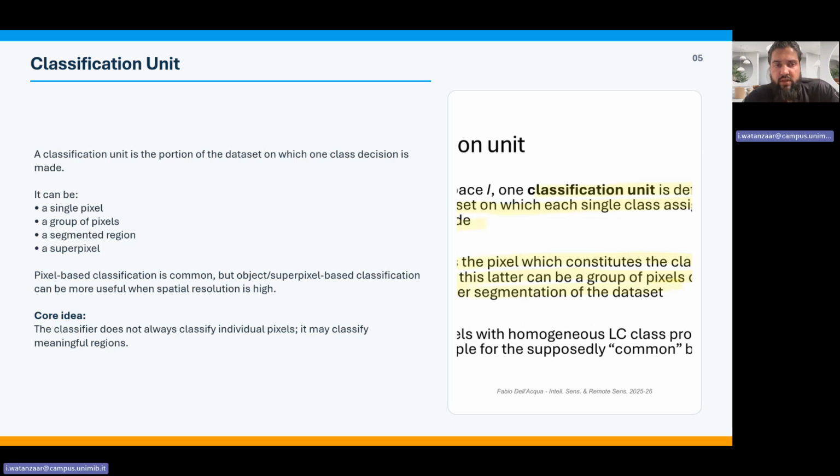Pixel-based classification is quite common, but object-based classification using superpixels may be more useful when spatial resolution is high. So when we are looking into the data, if the data has a higher spatial resolution, and we already discussed such kinds of trade-offs before in multiple lectures, then we can also look into object or shape-based classification. The core idea is that the classifier does not always classify individual pixels, and it may classify meaningful regions also. Why this is happening exactly: if the individual pixels are accurately assigned to classes, it can definitely classify the regions pretty well also.